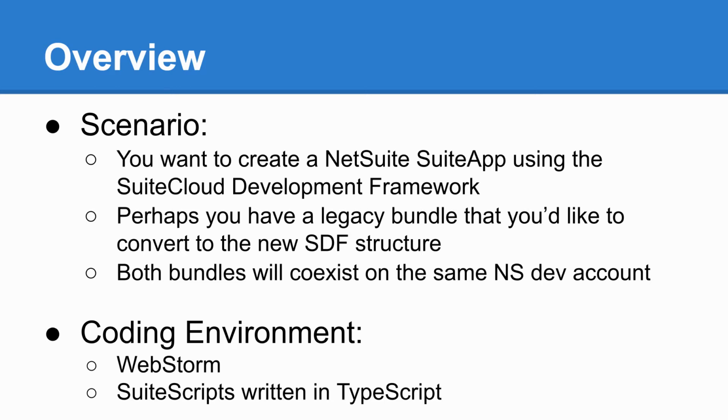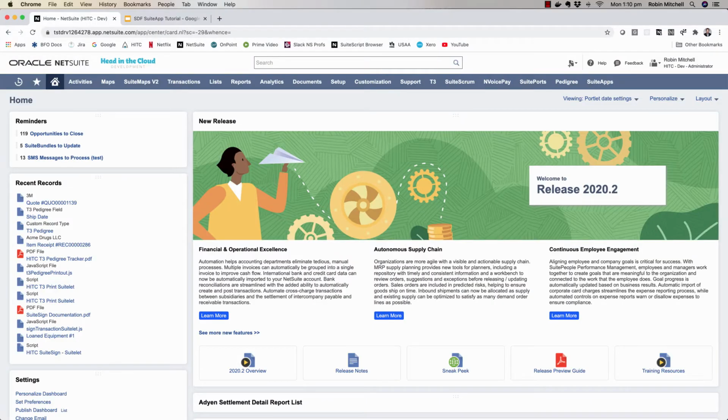First, let's talk about what we're going to do here. I have an old bundle here that I call SuiteSign that's been around for 5 years or so. It essentially allows users to add a hand-drawn signature to transactions, like this. I'm loading a quote here that I'll sign.